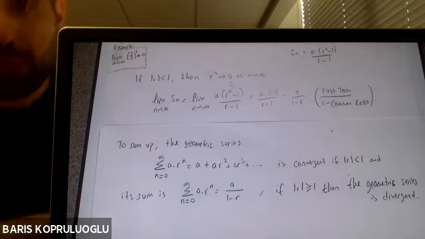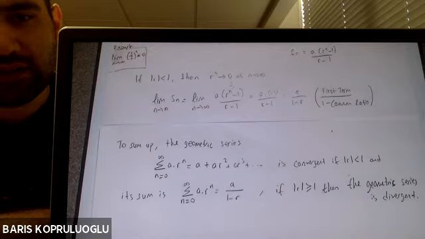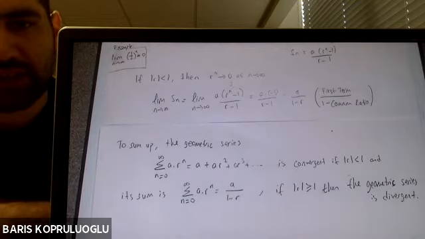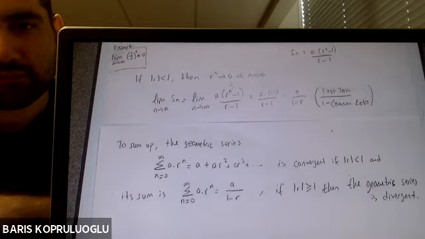I'm assuming you mean the absolute value of r that is greater than or equal to 1, then the geometric series is divergent. Is that okay?